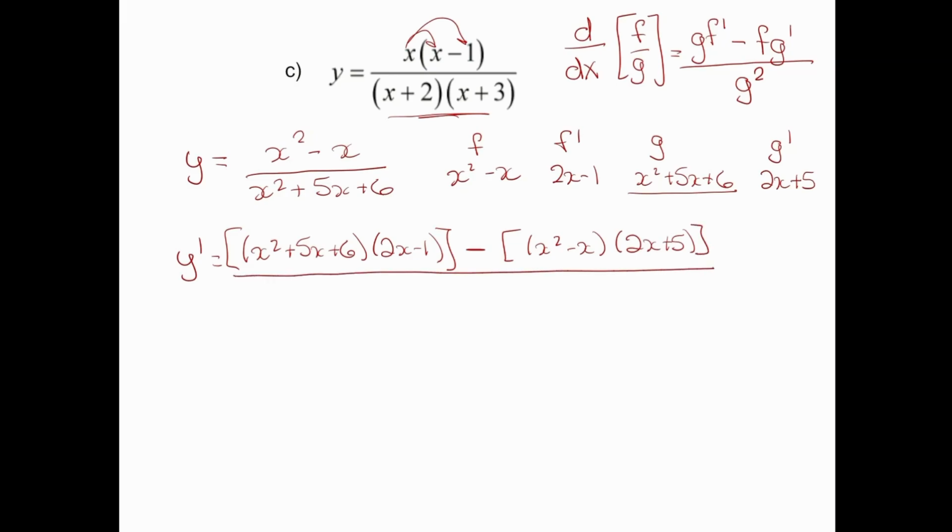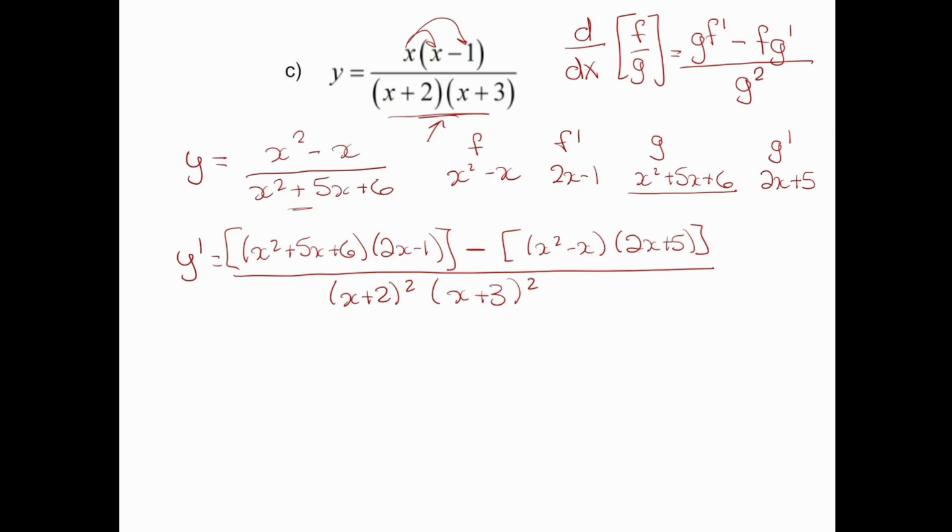Now, for the bottom of this, we're going to go back to the factored form because remember, it's the bottom squared. So rather than have to go back in and multiply that times itself, because we're probably going to end up eliminating a few things, I have x plus 2 squared and x plus 3 squared. That's just my bottom squared.